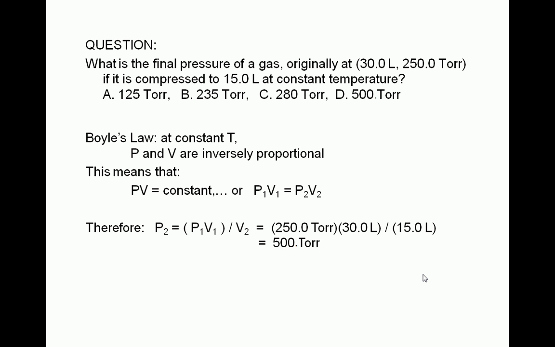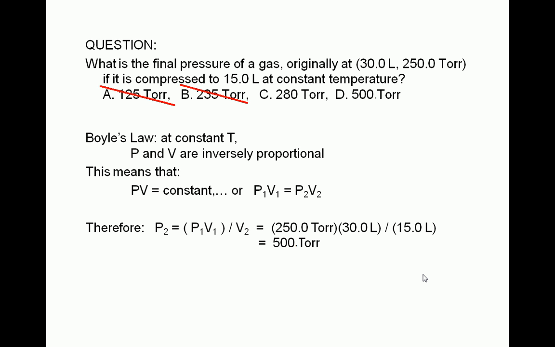Since the volume shrunk from 30 liters to 15 liters, we expect the pressure to increase. We therefore expect the final pressure to be higher than the original pressure, which is 250.0 torr. 125 torr is less than 250 torr, and 235 torr is less than 250 torr.